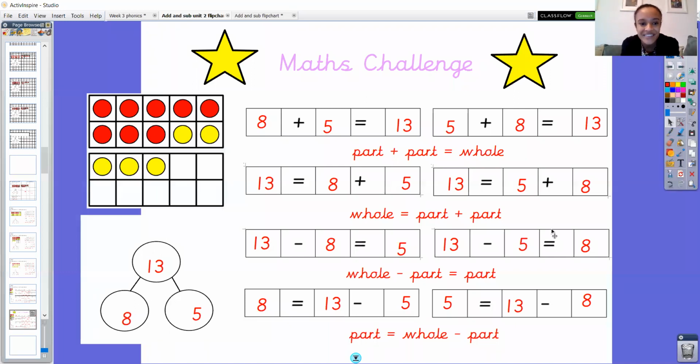Okay, well done if you challenged yourself. Here are our answers. So 13 was the whole, 8 was a part, and 5 was a part. So you want to give yourself a big pat on the back if you did that one.